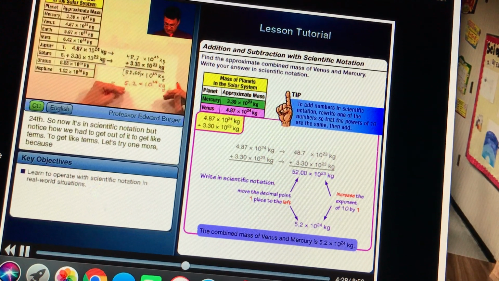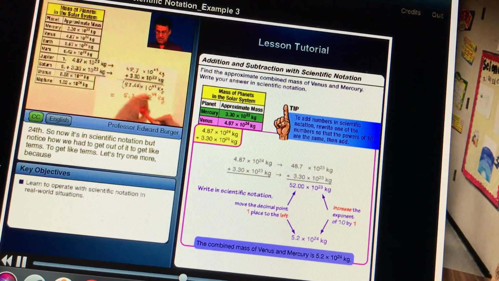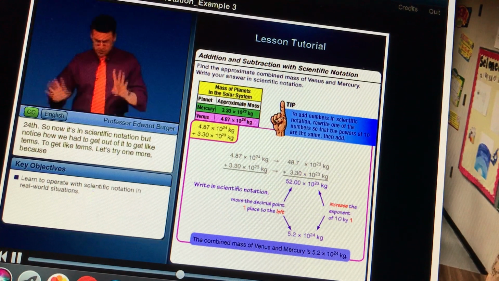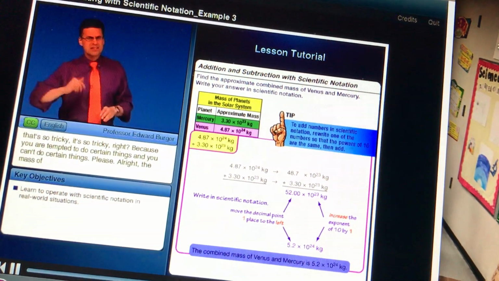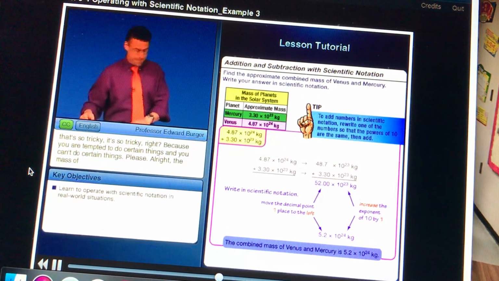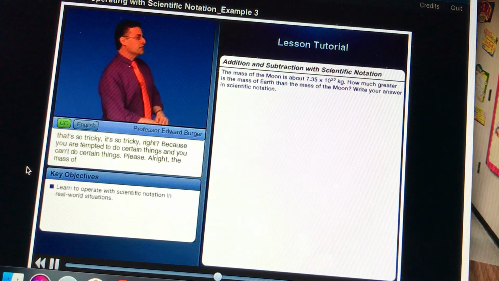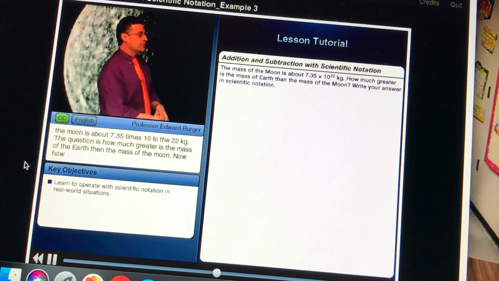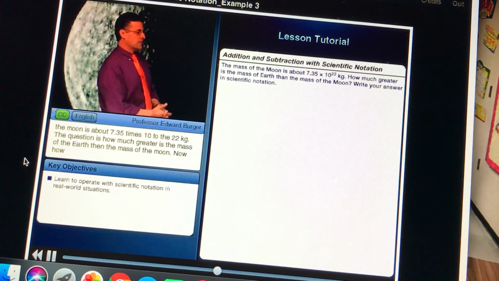So now it's in scientific notation, but notice how we had to get out of it to get like terms. Let's try one more, because that's so tricky. It's tricky, right? Because you're tempted to do certain things, and you can't do certain things. All right. The mass of the moon is about 7.35 times 10 to the 22 kilograms.